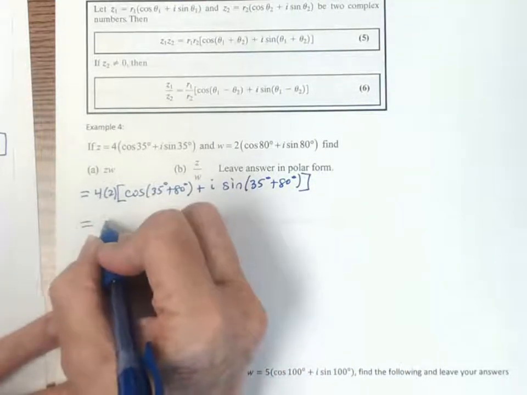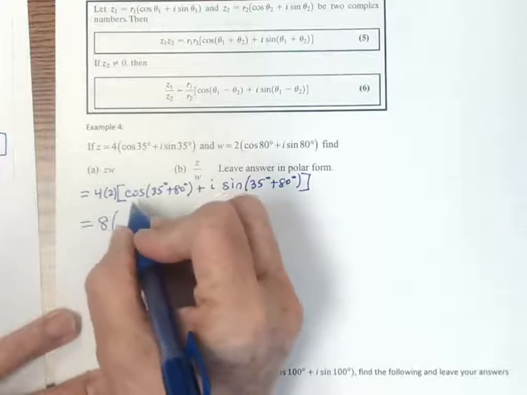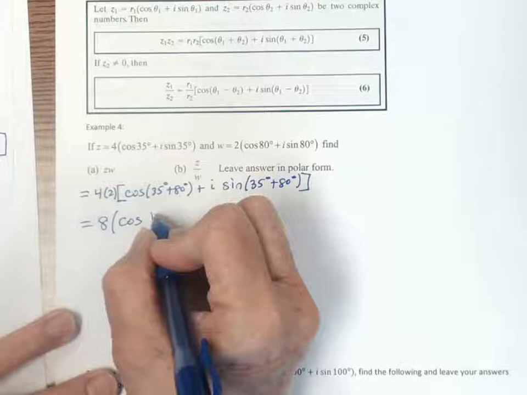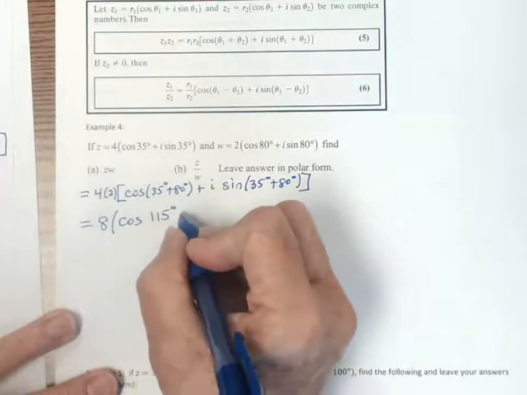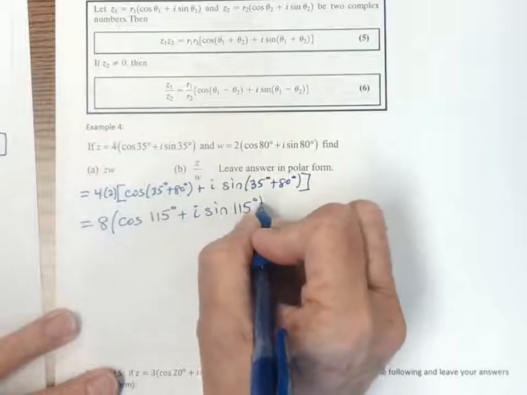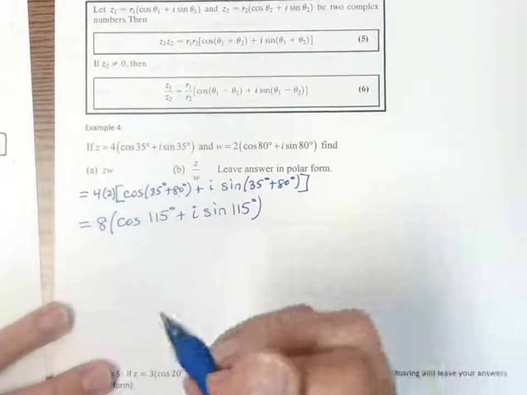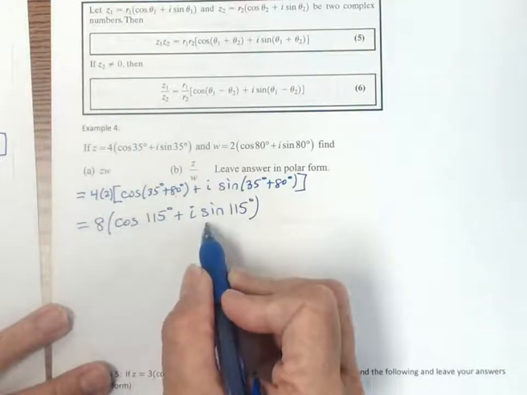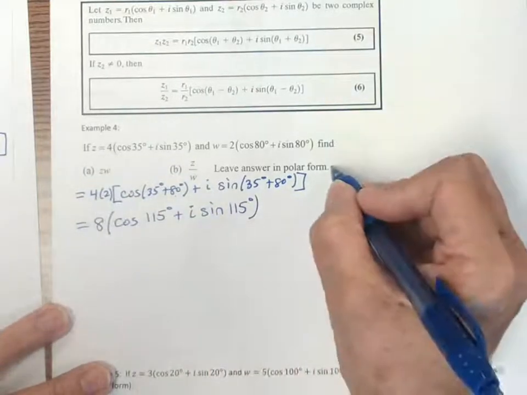So 4 times 2 is 8 times cosine of 35 plus 80, which is 115 degrees, plus I times the sine of 115 degrees. That wasn't so bad, was it? So that is now in my polar form, and that is Z times W.